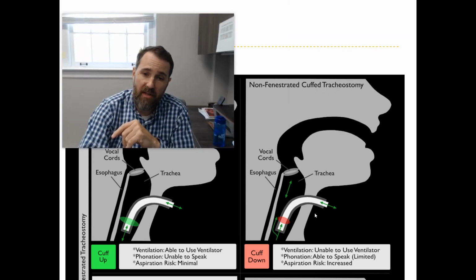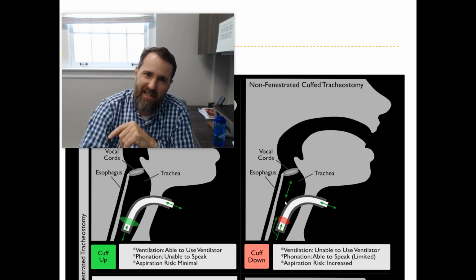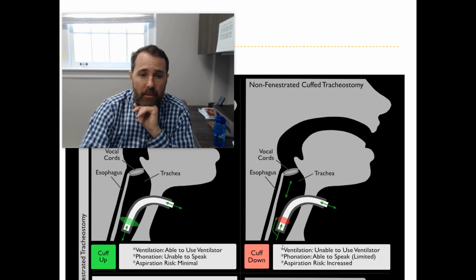Now switching over to this image, we have deflated the cuff and there is no fenestration. So you can see that this patient can inspire or expire past the deflated cuff and in and out of the tracheostomy tube.